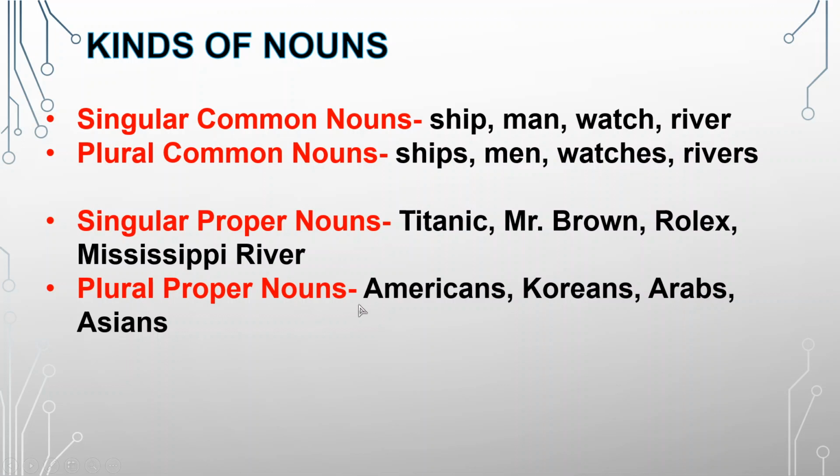In plural proper nouns, we have Americans. So proper nouns that are plural. So Americans, Koreans, Arabs, and Asians. So as you can see, all are plural because of the S, and all are proper nouns because they are capitalized and they are specific names of races around the world.